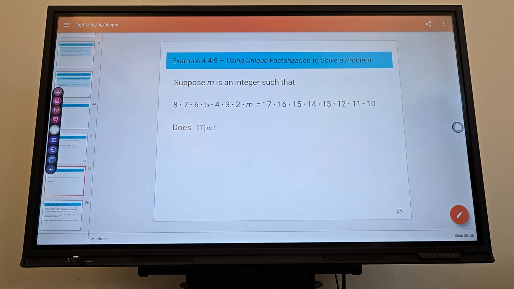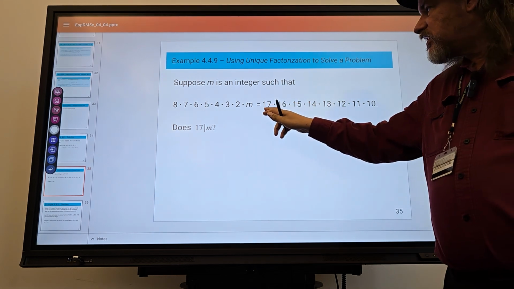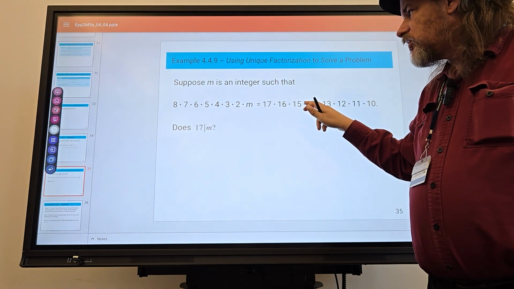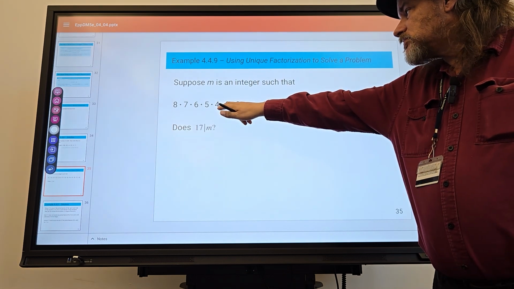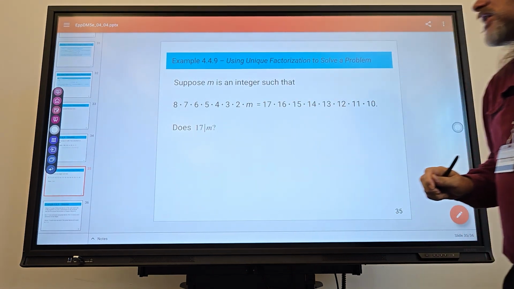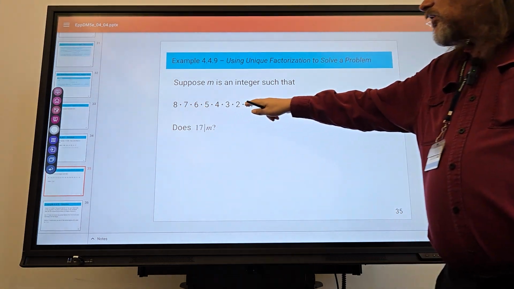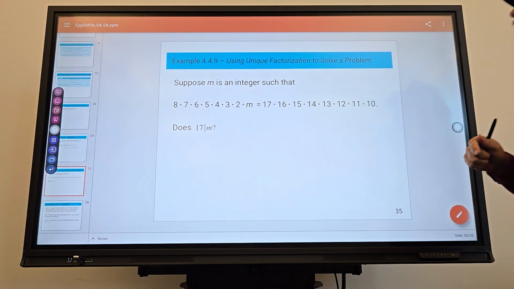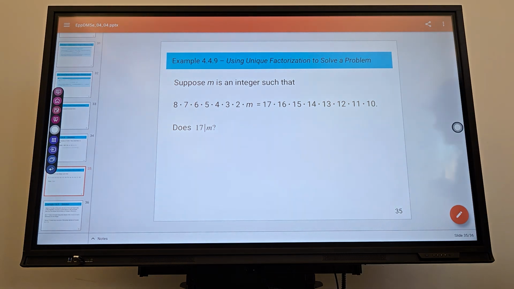Suppose m is an integer such that 8 times 7 times 6 times 5 times 4 times 3 times 2 times m equals 17 times 16 times 15 times 14 times 13 times 12 times 11 times 10. Does 17 divide m? Well, 17 is a factor on this side because it is a prime, and it is a factor on this side. But since all of these numbers here are lower than 17, it doesn't divide those, so it must divide m.